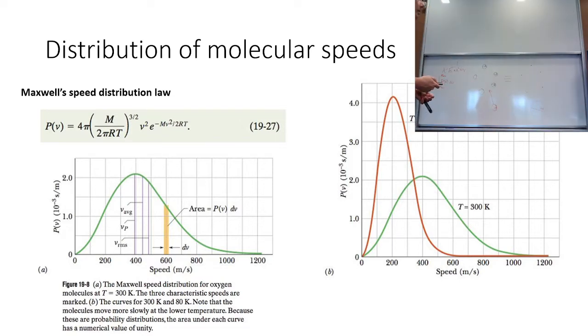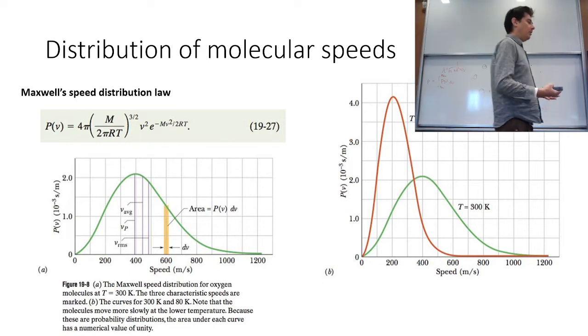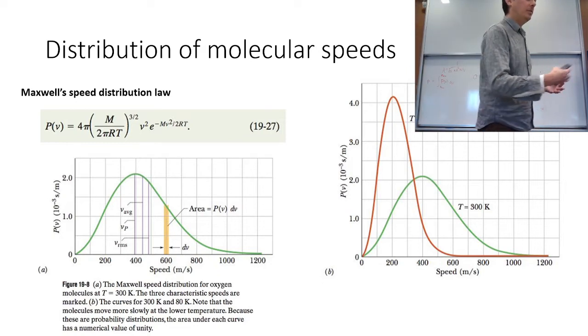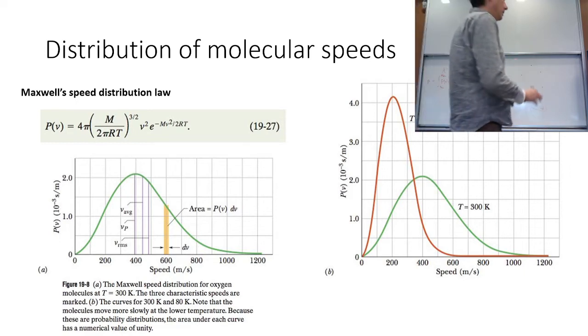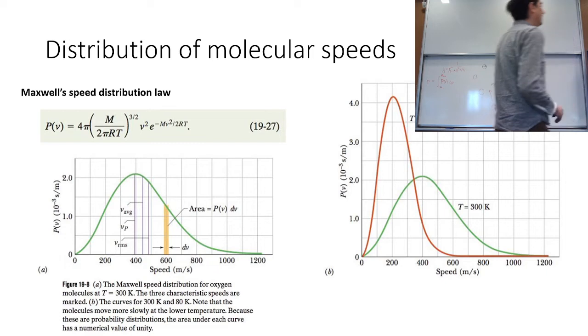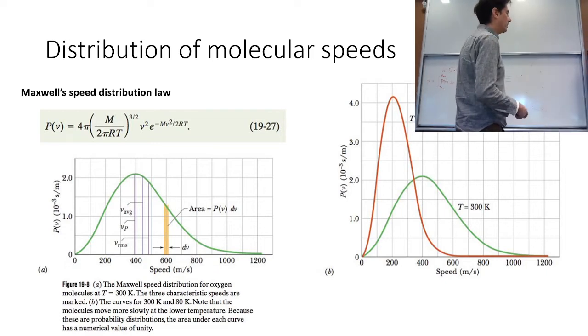Okay, so anyway, it's basically peaked at some point, it goes down, and it starts at 0. For lower temperatures, this peak tends to move to the left, okay? And for higher temperatures, it moves to the right. Makes sense, because the hotter the gas is, the faster in general it should be moving. Although there will be a spread, in general all the atoms will be moving faster.